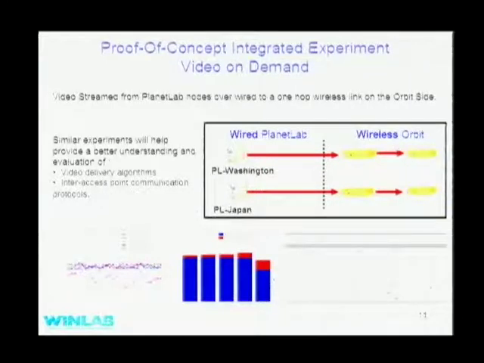So this is one experiment we did to show the usefulness of our infrastructure. We used two topologies, one with a one hop wired and one hop wireless, and we ran two such experiments, and we streamed video from the PlanetLab nodes to the access point and then over the wireless to its client. And we have bitrate measurements shown here with time.